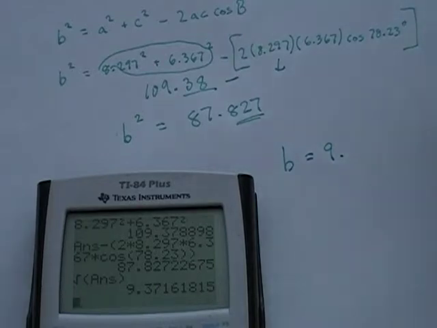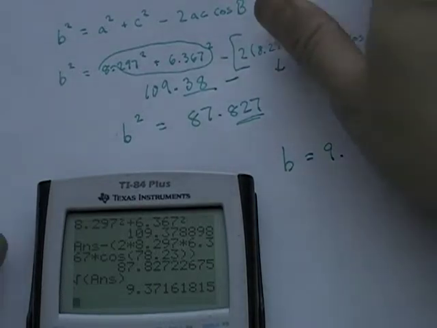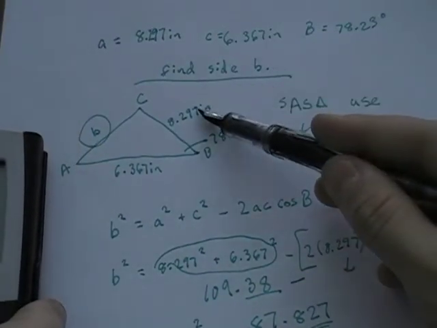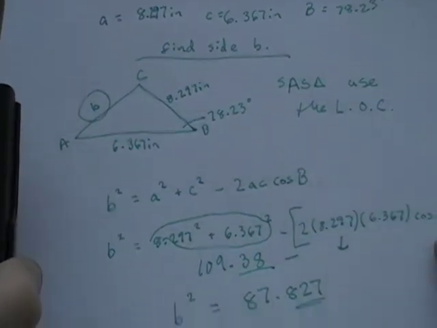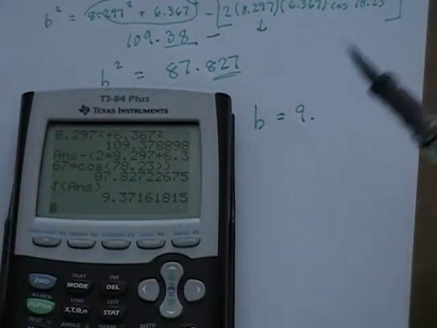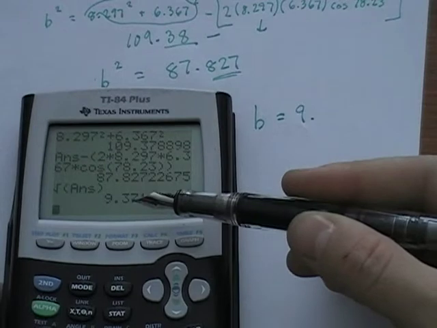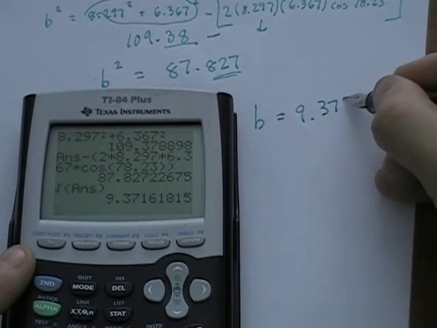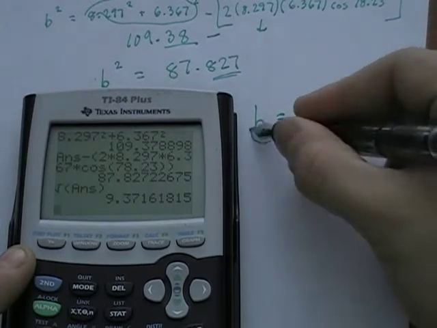And so my original problem, if I scoot back down for just a second here, this was 3 decimal places, this was 3 decimal places, and so I want to round this one to 3 decimal places as well. So I take my calculator here, 9.3716. I'm going to call this 9.372, and the unit is inches.